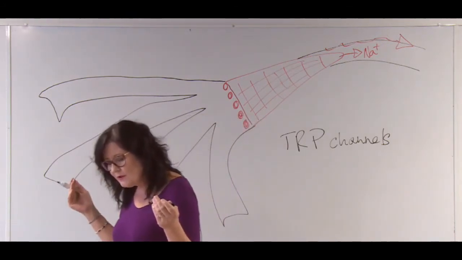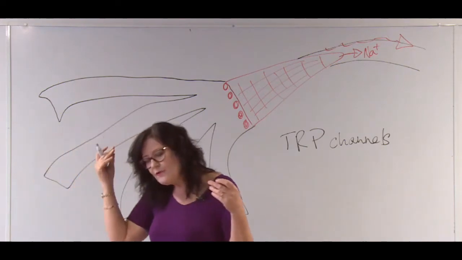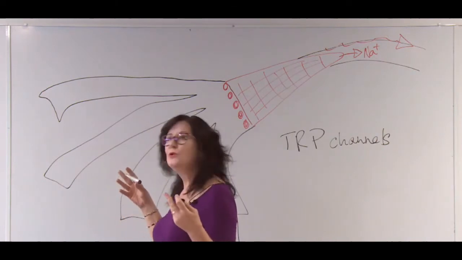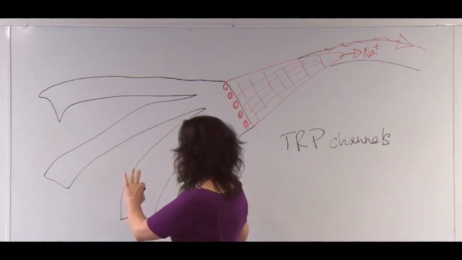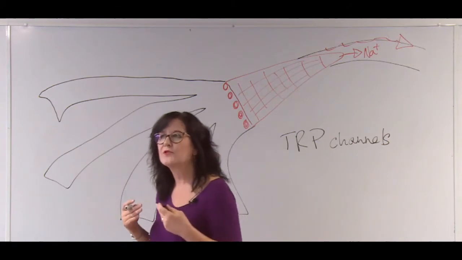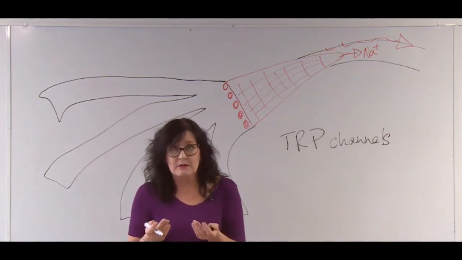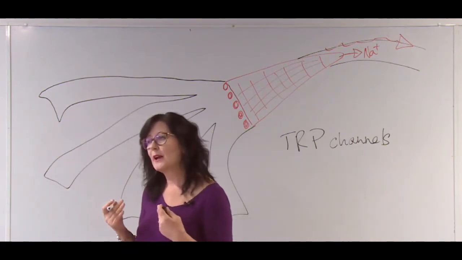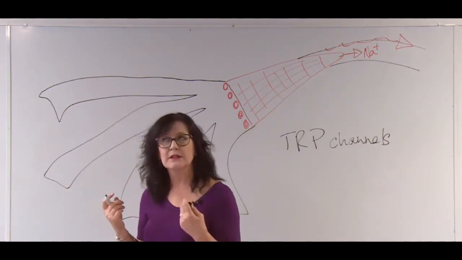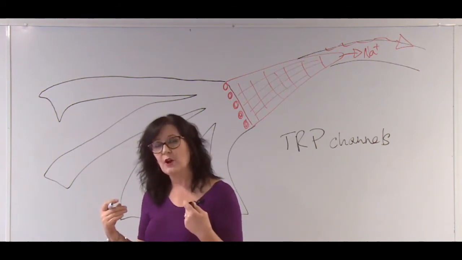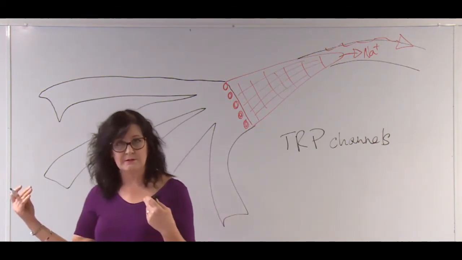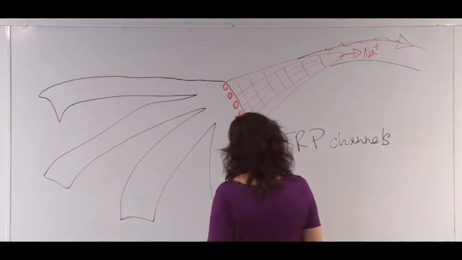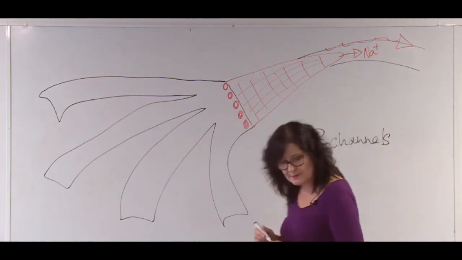And what they do is they respond to different things. So this is, remember we talked about polymodal. These free nerve endings can be polymodal. They can respond to chemicals, they can respond to mechanical events, or even thermal events. So TRP channels can be chemosensitive, mechanosensitive, or thermosensitive. And thermo includes hot and cold. So we've got TRP channels. So let's put some of those in.